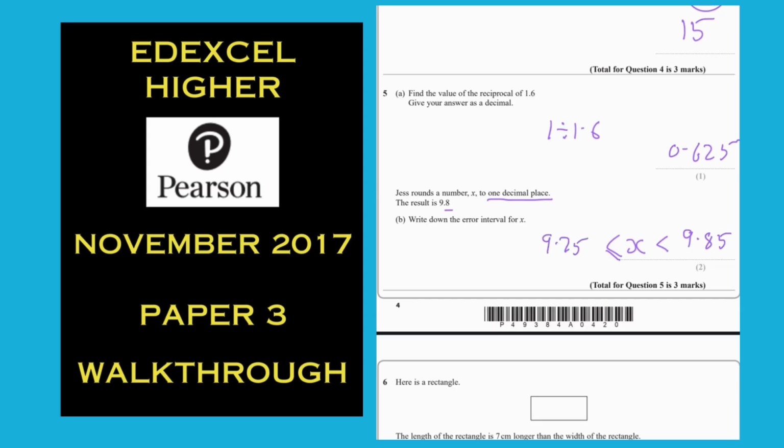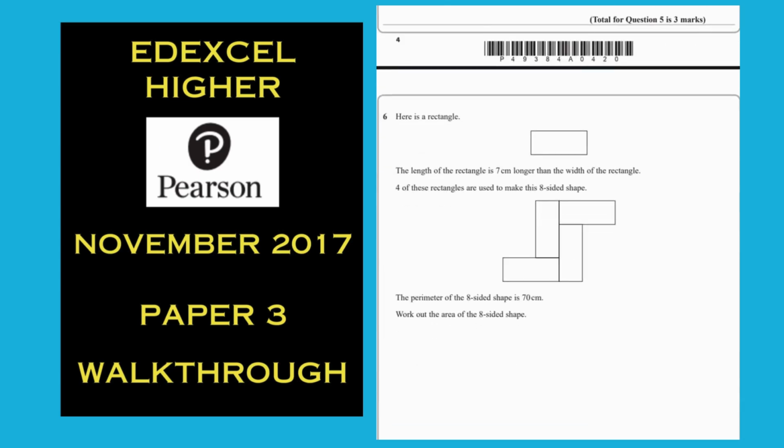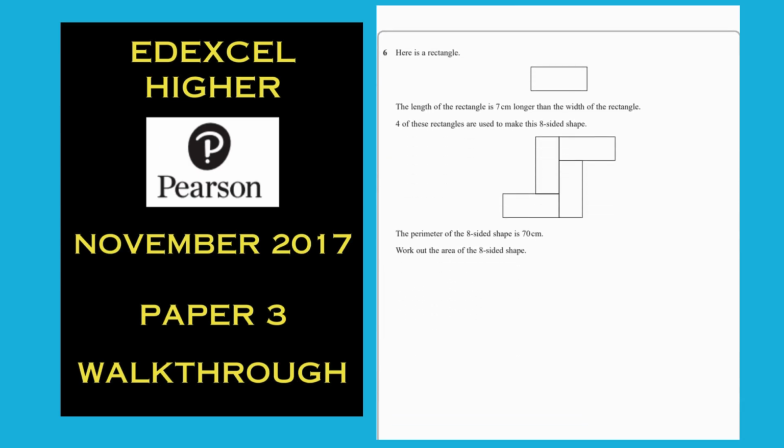So up by 5 pence, down by 5 pence. And like I said, that upper limit, if you've been taught to go for recurring, 9.849 recurring, fine. Personally, why bother?